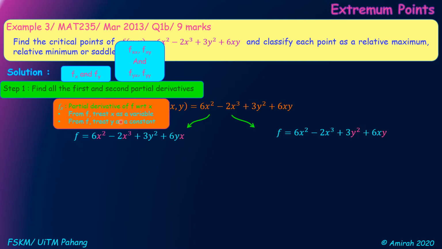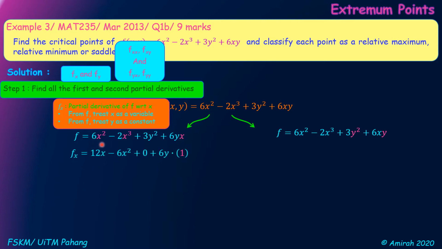From f, we can find fx. fx means partial derivative of f with respect to x. We treat x as a variable, and at the same time, we treat y as a constant. Since we treat x as a variable, to avoid error and make it easy to differentiate, we write variable x in a different color and put it at the back. Then we can find fx.